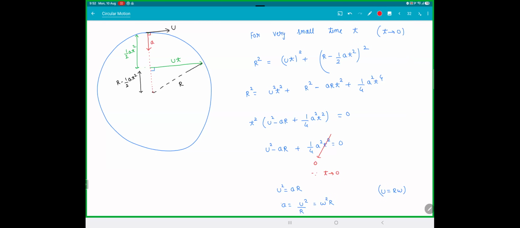Let's see the interpretation of it. This is saying something, and this will be the basis for the whole thing. What this is telling you is how you read it: if you want to go in a circle of radius r with speed u, you need to have an acceleration of u square by r. Getting it? So if you have an acceleration of u square by r, you will go in a proper circle.